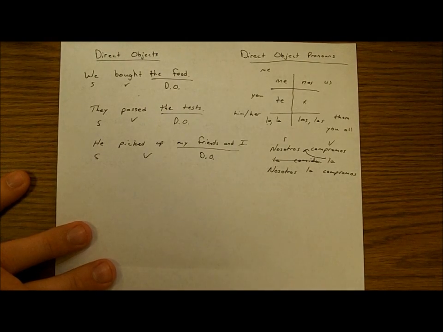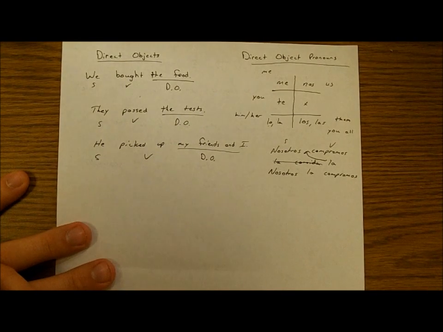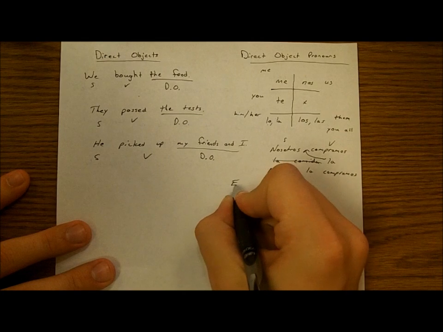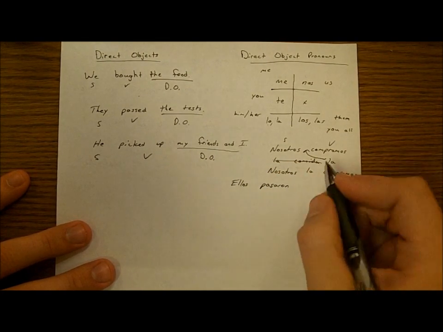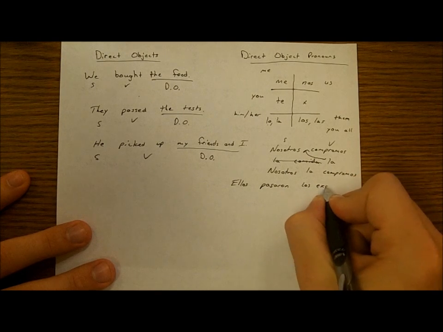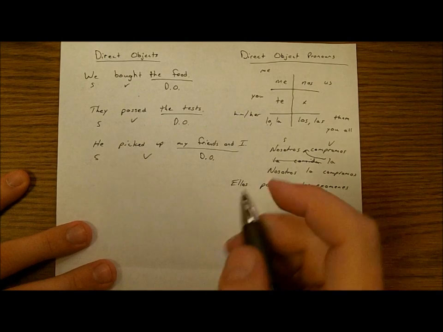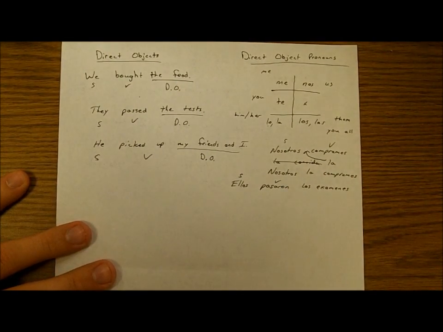Okay? Next example. We talked about the tests. They passed the tests. So therefore, we got to look at here and put it in Spanish. Ellos pasaron los exámenes. Okay? We know ellos is our subject. Pasaron is our verb. So what did we pass? We passed the tests. So therefore, we can replace tests with a direct object pronoun.